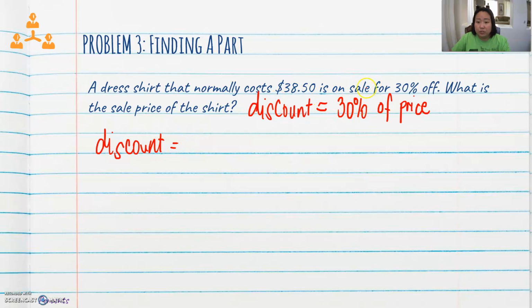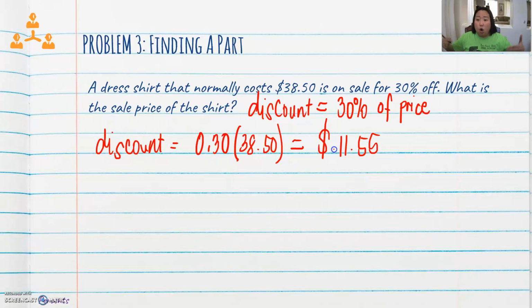We never work with percent as a number when we are working with computations, okay? 30% will have to be changed to a decimal form, so 0.30 of, as we know, is multiplication, times what is the price of the shirt? The price is $38.50. So this amount, 0.30 times $38.50, is going to be about $11.55. So this is the amount that will be taken off from the original price, okay?